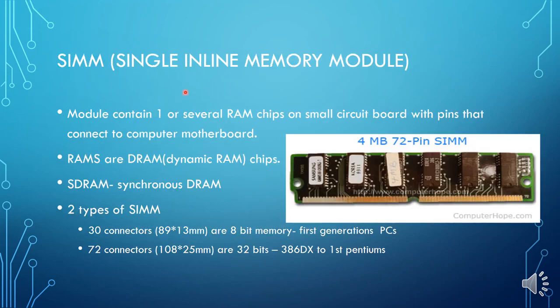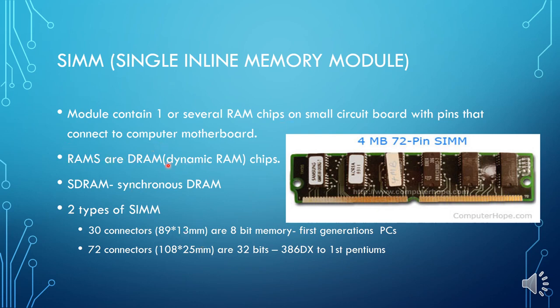Starting with SIMM. SIMM is a single inline memory module. A single inline memory module contains one or several RAM chips. You can see there are 1, 2, 3, 4, 5, 6 RAM chips on this module. So this is known as SIMM. There can be 30 pins or 72 pins on this RAM, depending on the type of computer we are using. So 30 pin connectors are 8-bit memory, while 72 pin connectors are 32-bit memory, and you can see the size is given.